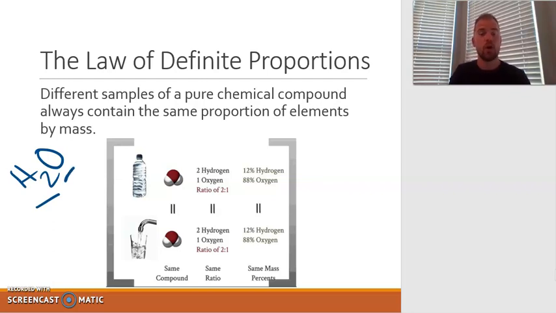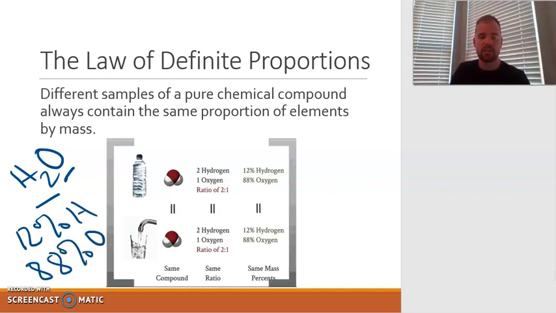But additionally, we have discovered that water is 12% hydrogen and 88% oxygen. Now, obviously, these percentages are not based on quantity. Instead, they're based on mass, because oxygen is a heavier element than hydrogen. But that being said, the law of definite proportions says this. As long as you're dealing with pure water, whether it's a bottle of water, a glass of water, a pool of water, as long as it's water, these ratios and these percentages will always remain the same.